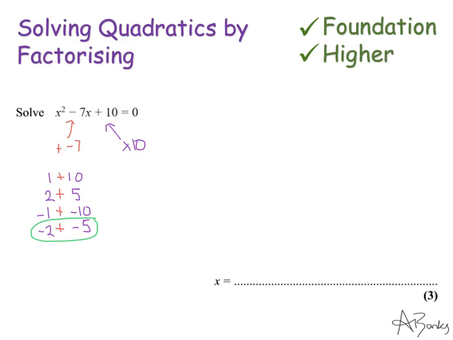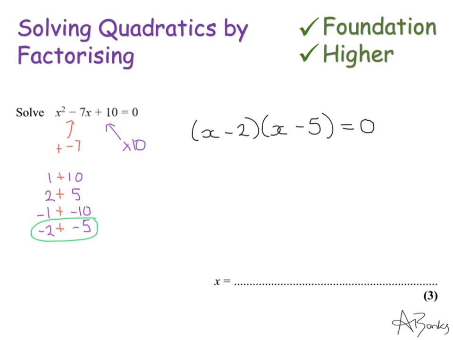So this quadratic factorises to (x - 2)(x - 5), and because in the question they've put that this equals 0, and this is the same as this, I've just rewritten it factorised, I can put that this equals 0. So my first step is always to factorise the quadratic that they give me. Now that I've factorised my quadratic, I can do a simple step to solve it.